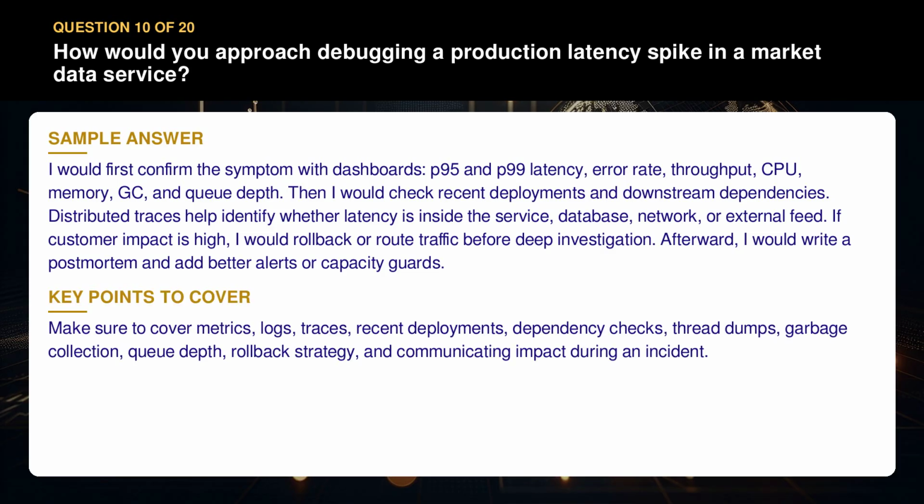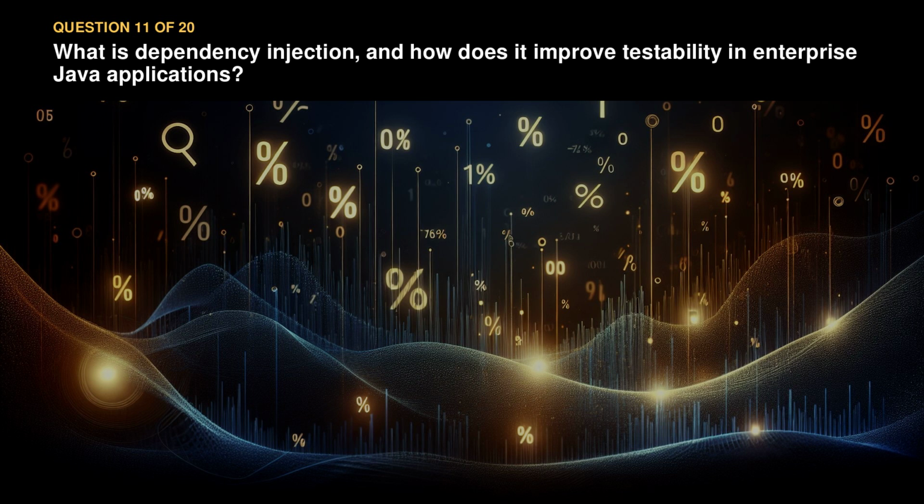Make sure to cover metrics, logs, traces, recent deployments, dependency checks, thread dumps, garbage collection, queue depth, rollback strategy, and communicating impact during an incident. Question 11. What is dependency injection, and how does it improve testability in enterprise Java applications?